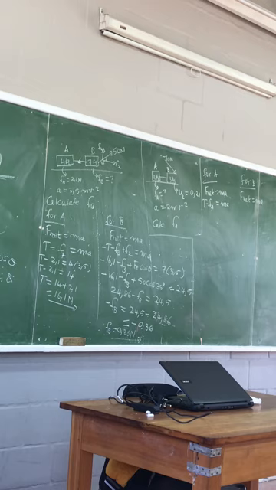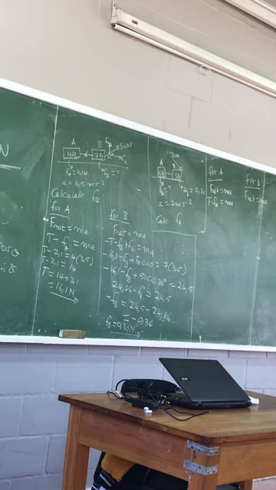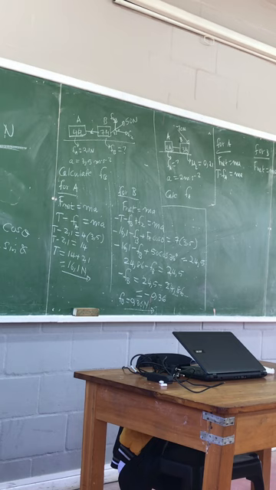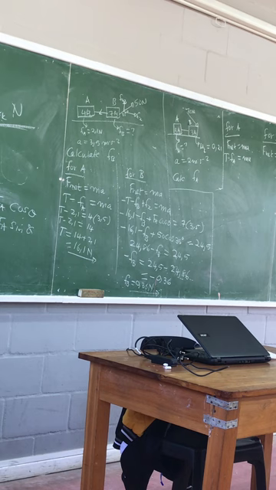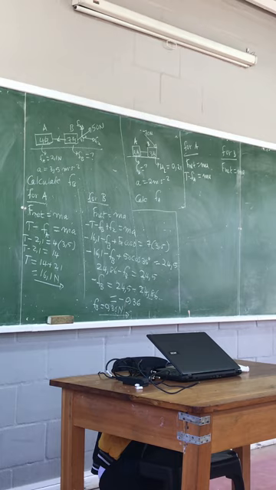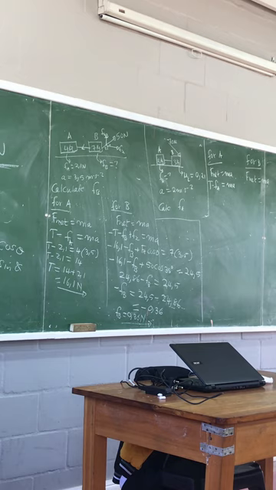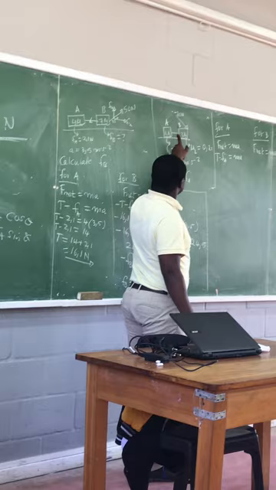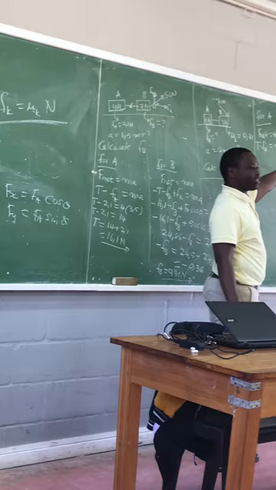Then how many horizontal forces are acting on B? It must be 3. You are confused about the FA. Yes, I wanted to say frictional force on A. So what is tension, positive or negative? Negative.